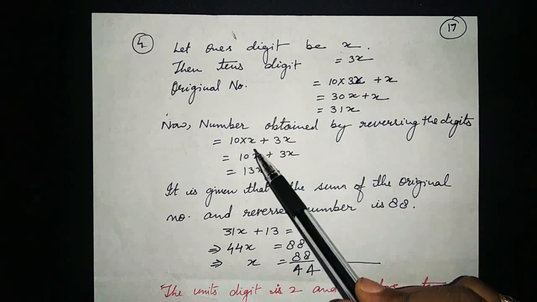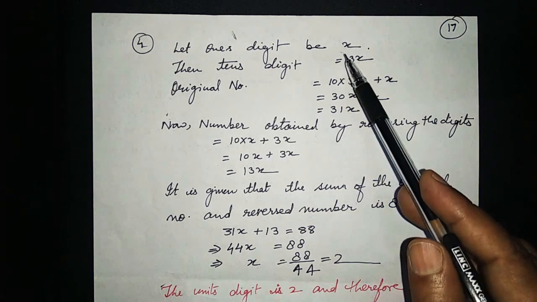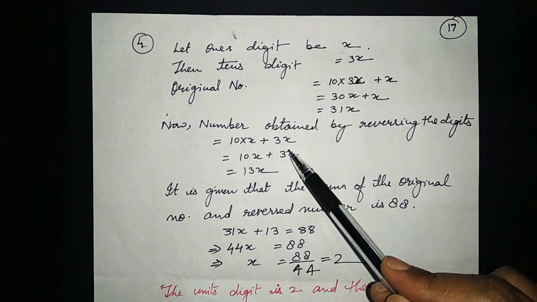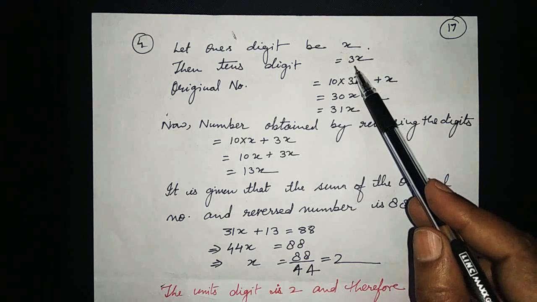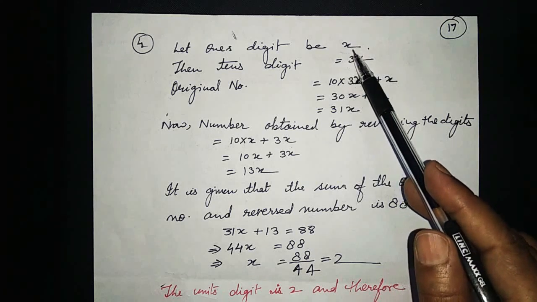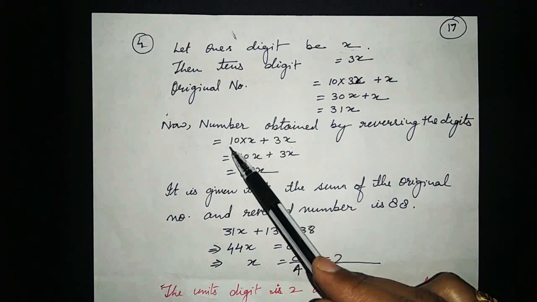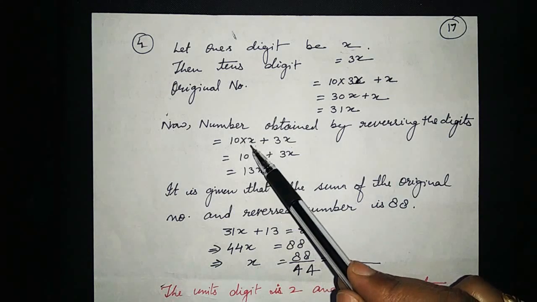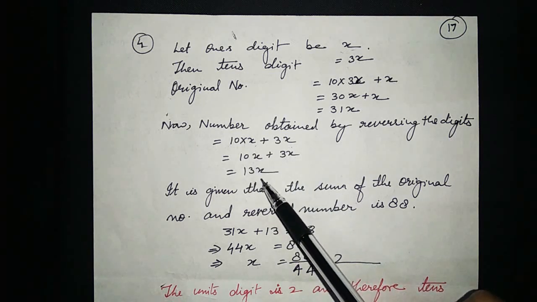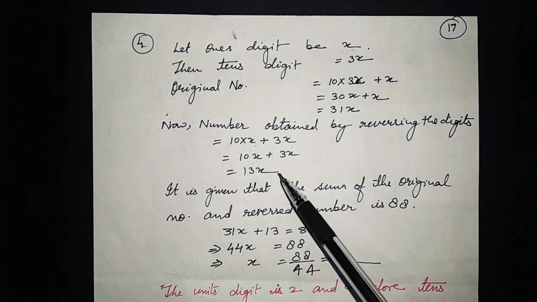So see what will happen here. Here x we have now taken at the tens place, and 3x we have taken at the ones place. So 3x we will multiply by 1, so 3x will come only, and as x is at the tens place, we will multiply this x by 10, so 10 into x will come. Then 10x plus 3x, so what will come here? 13x.